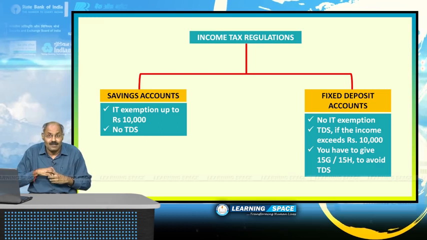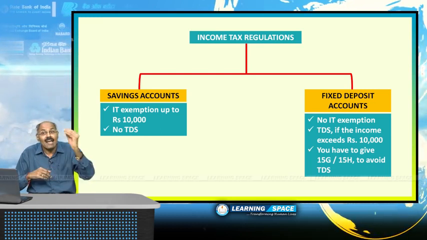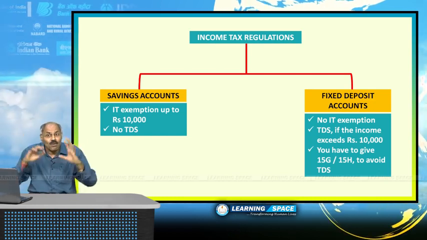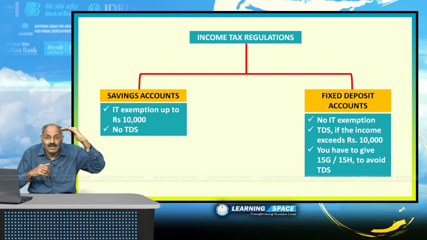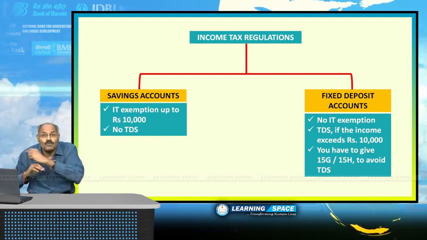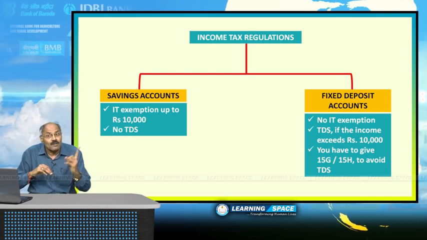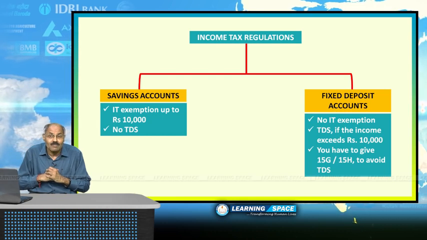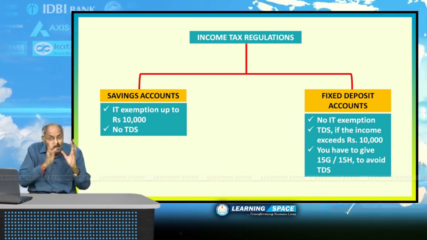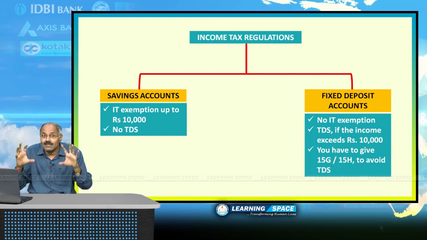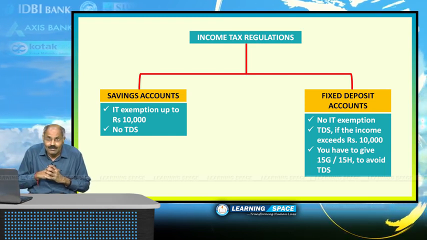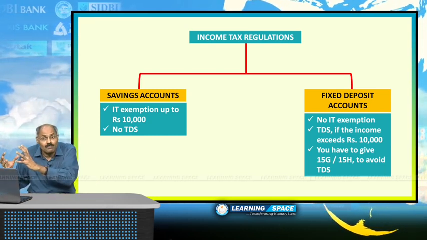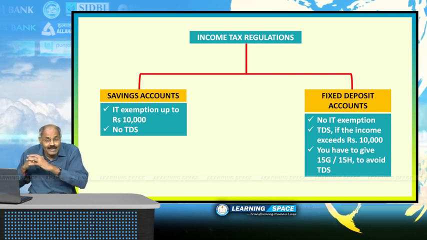Banks itself will deduct income tax, which is known as tax deduction at source, and to avoid that, if you are not coming into the bracket of income tax payee, you can give 15G form to the bank so as not to cut income tax from your income. If you give 15G to the bank, banks will not deduct TDS. Similarly, if you are senior citizen, you have to give 15H form. Then they will not deduct.